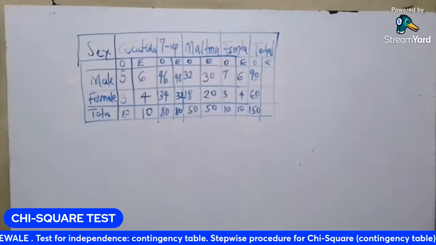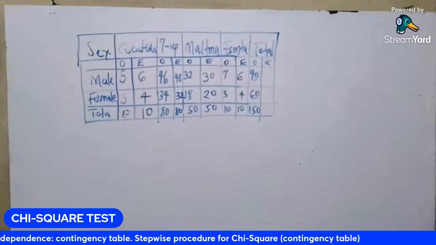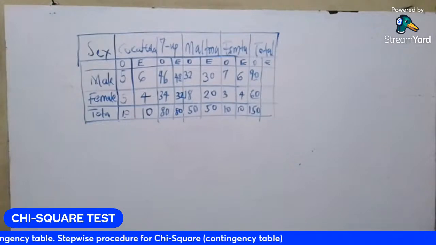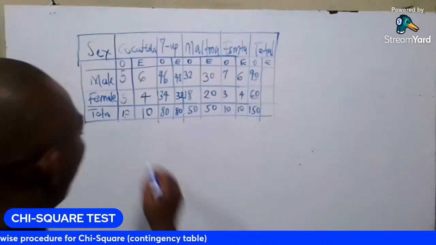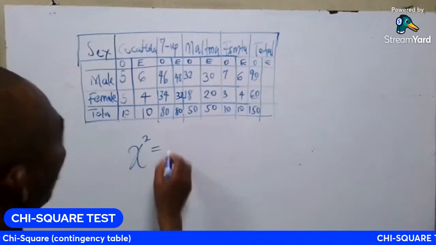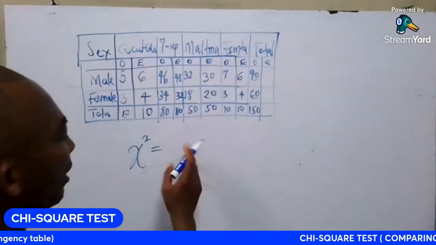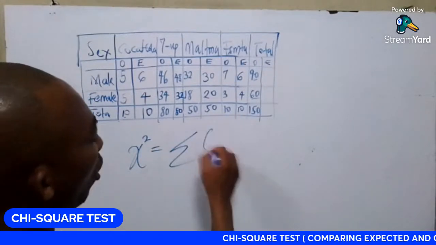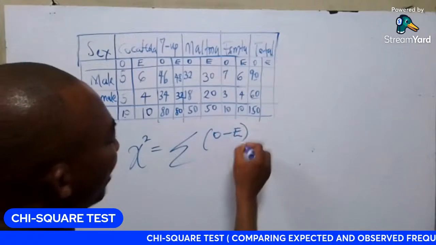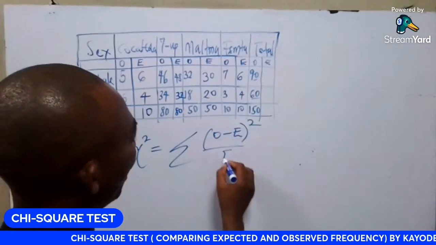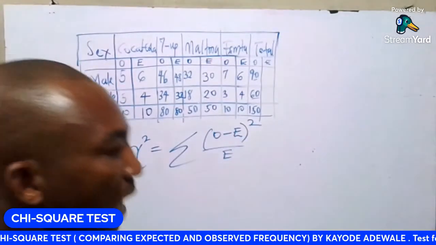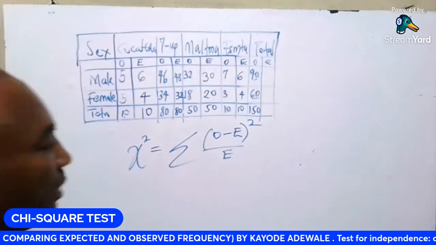Before I put the formula here now, you see that the chi-square, this is the symbol for chi-square, simply means summation observed minus expected all square, everything divided by what? Expected. Everything divided by expected.